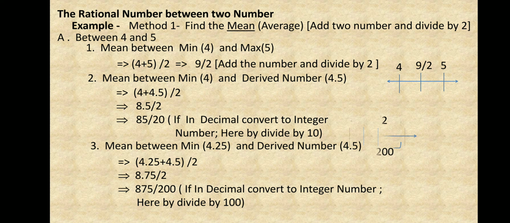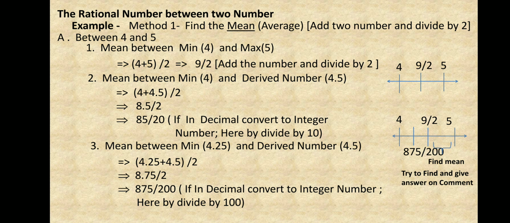So now you understood that between 4 by 5 you have numbers, which is 9 by 2 and 875 by 200. Now what we want you to do is find the number between 9 by 2 and 5, and you could comment it. You can answer this question in the comment section below, and we will be giving you the answers in the further videos.